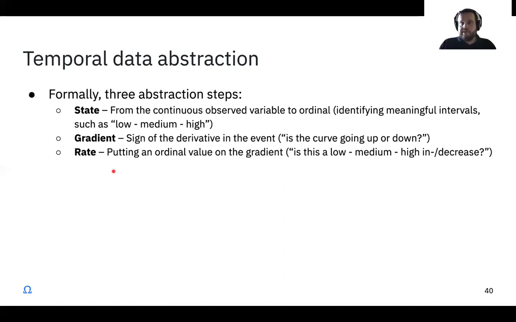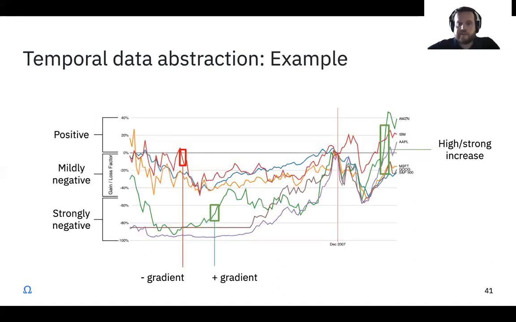And then when we see development over time, of course we're interested in the gradient. That's the sign of the derivative in this regard, in the event. So is the curve going up or down? Do we see a positive development or a negative development? And we have the rate. That is basically putting an ordinal value on the gradient. So is this a low, medium, or high increase or decrease? As simple as that, basically. It is best illustrated on the example.